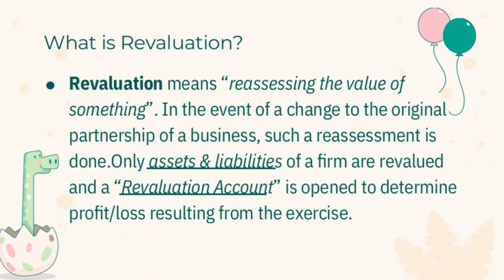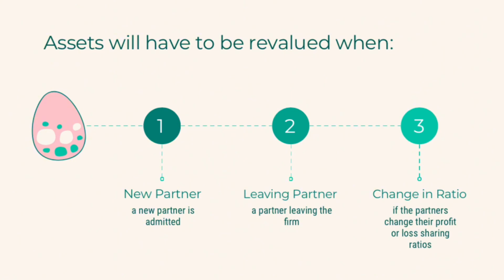Assets are originally recorded at their original price, but when certain events occur, such as, number 1, a new partner is admitted, or number 2, a partner is leaving the firm, and last, if the partners change their profit or loss sharing ratios, then the assets will have to be revalued. It is important to note that revaluation is only done for assets and liabilities, whereas income and expenses generated from the core business operation are excluded.